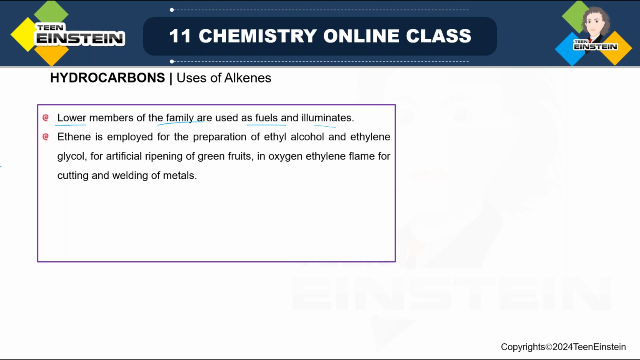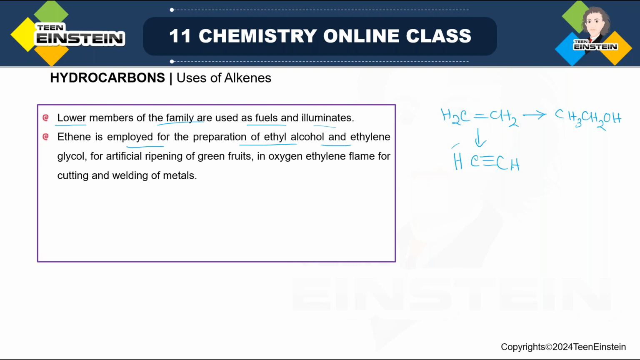Then if we talk about ethene, which is the first member of the alkenes, ethene or ethylene, any of these names is correct. Ethene or ethylene is employed for the preparation of ethyl alcohol. Ethene is CH2 double bond CH2, and from this we can make ethyl alcohol, that means CH3CH2OH. So a 2-carbon alcohol we can prepare. So ethene is the starting material for ethyl alcohol, and also starting from this we can make the triple bond. So here one hydrogen will be less from both sides.